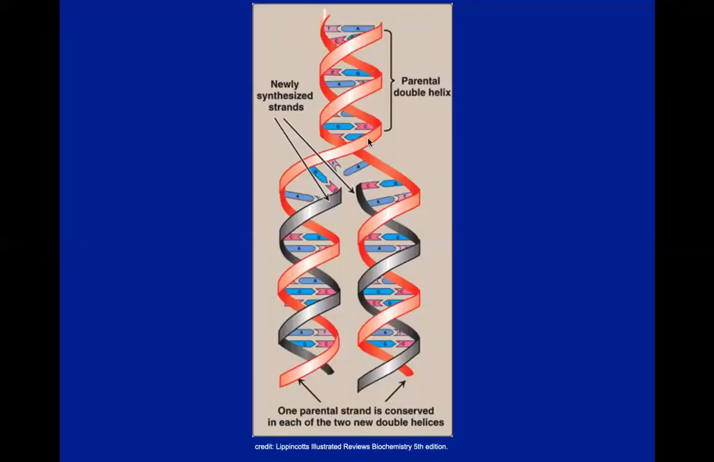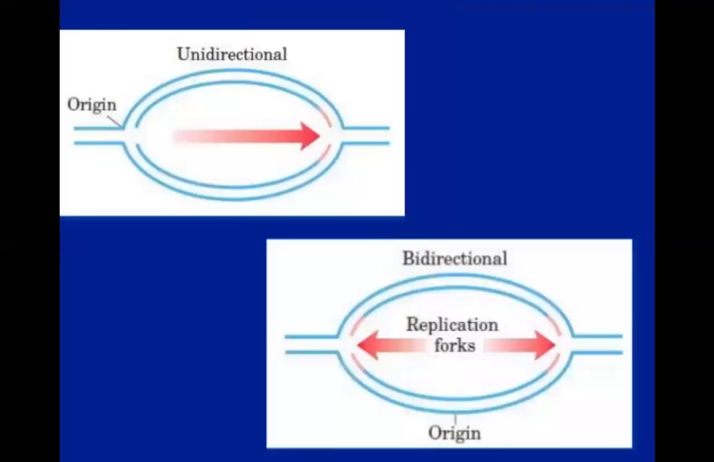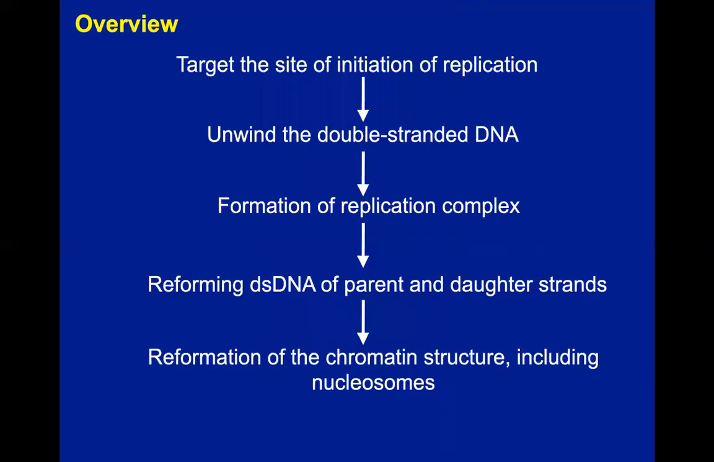Now you can see the semi-conservative nature of DNA replication. This is the newly synthesized DNA and this is the parental DNA. So one of the strands is conserved here. So it is semi-conservative. This is bidirectional. When the replication starts from this side, it will go on synthesizing in this direction and also in this direction. So this is bidirectional.